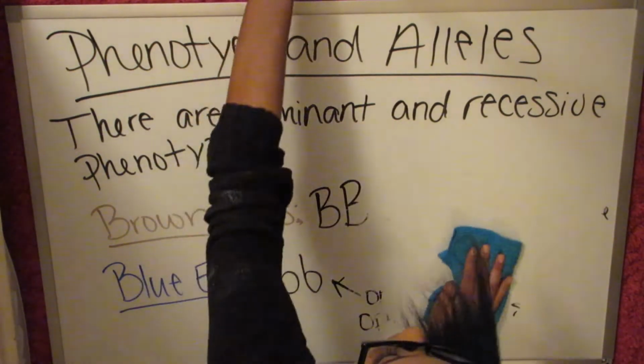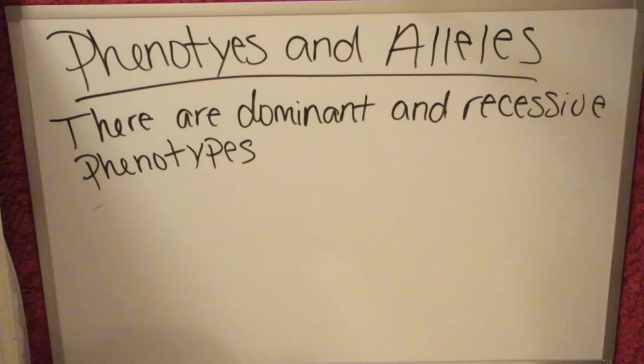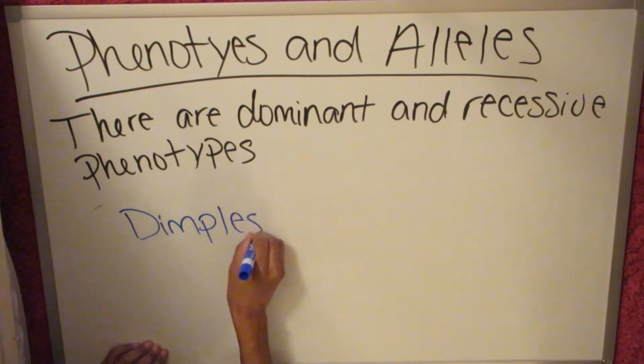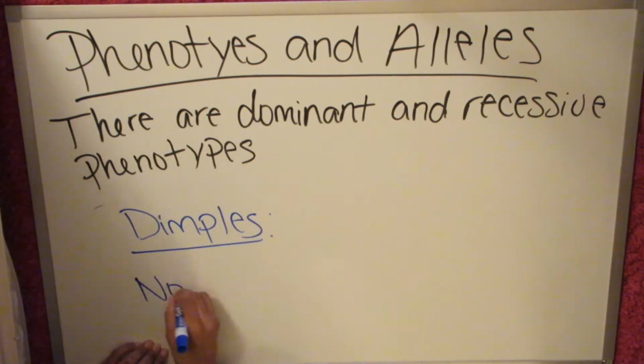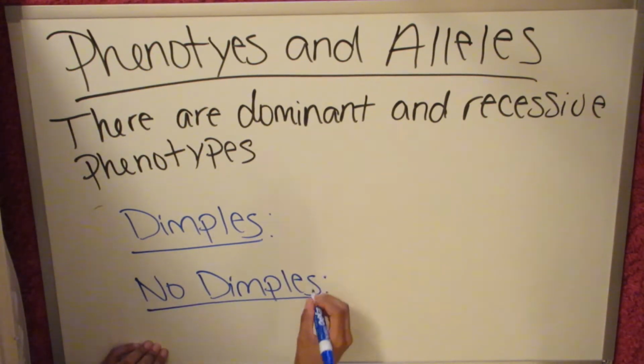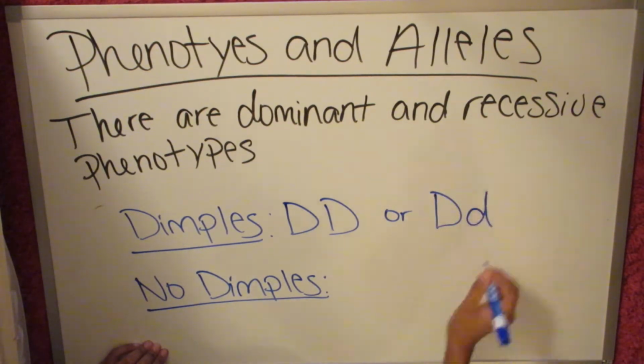Let's look at some other examples. So let's say that we want to look at what it would be for dimples or no dimples. Having dimples is dominant, so you'd either be big D or big D little d. If you have no dimples, you are little d, which is your only option.